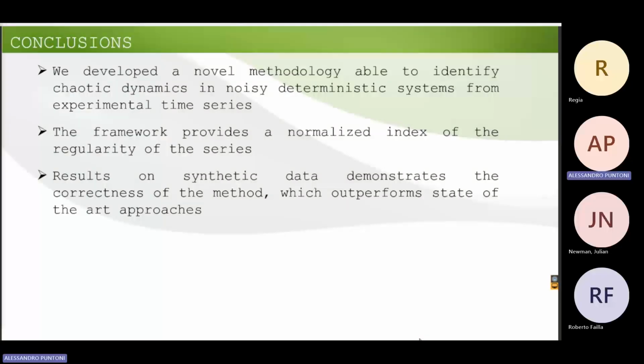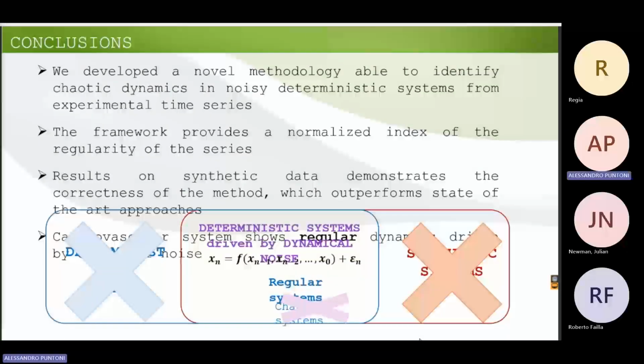So to conclude, we developed a novel methodology able to identify chaotic dynamics in noisy deterministic systems from experimental time series. The framework provides a normalized index of the regularity of the series. Moreover, this method is general purpose, since it can be applied to each kind of time series. We validated this method on synthetic data, and we can conclude that the cardiovascular system shows regular dynamics driven by physiological noise. So we can add the last cross in our scheme.